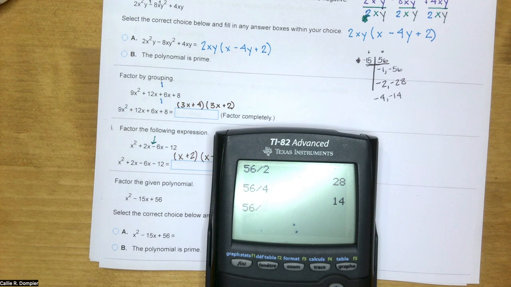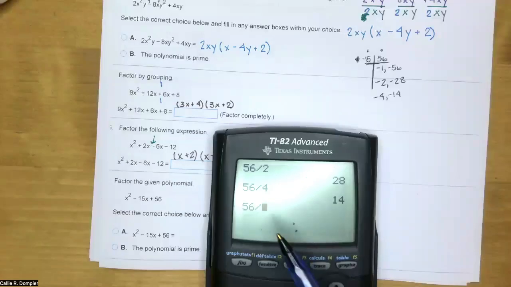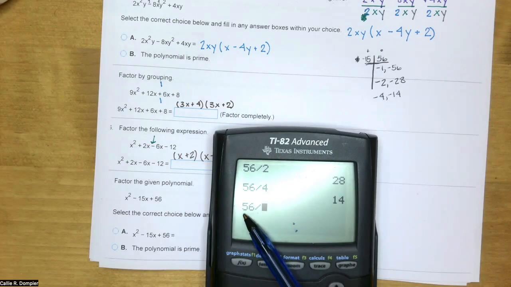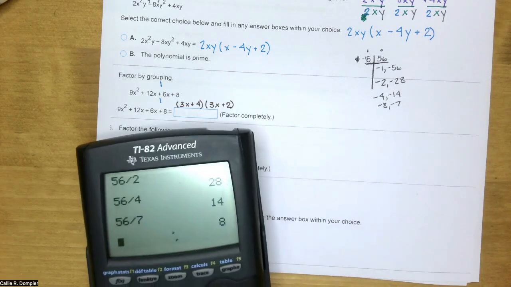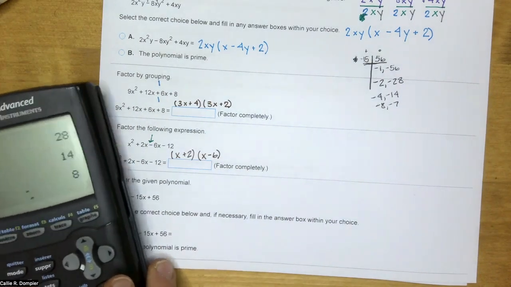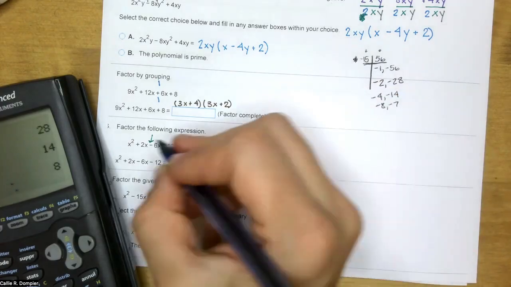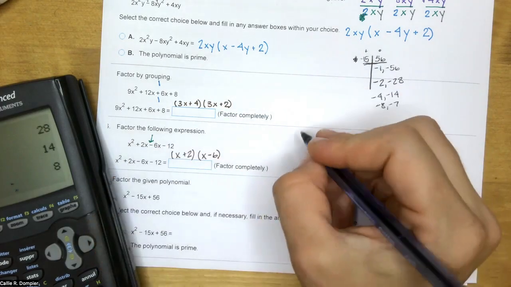56 is not going to be divisible by 5. Is it going to be divisible by 6? Probably not, so I'm going to skip 6, and I'm going to divide by 7, and I get 8. So negative 8 and negative 7. If I add those together, do I get negative 15? I do. And so those are the two we're looking for, because a is just 1.